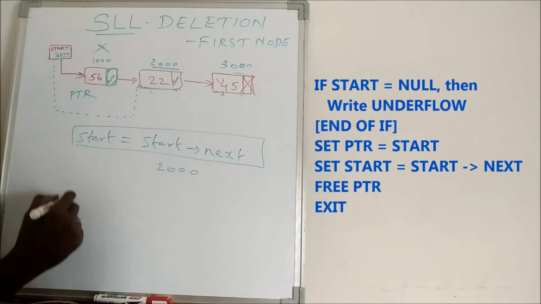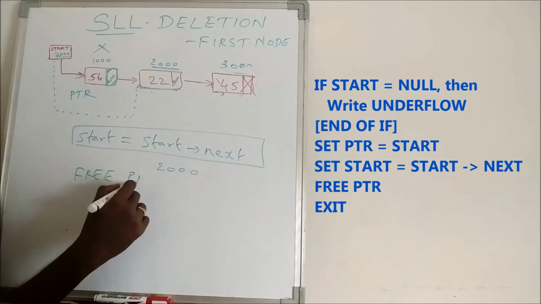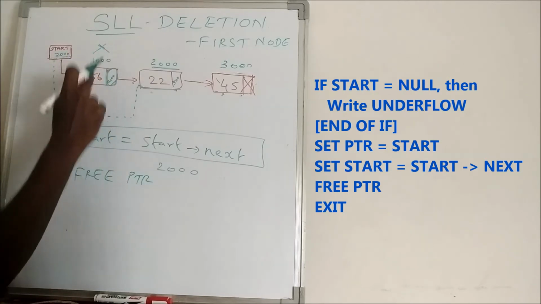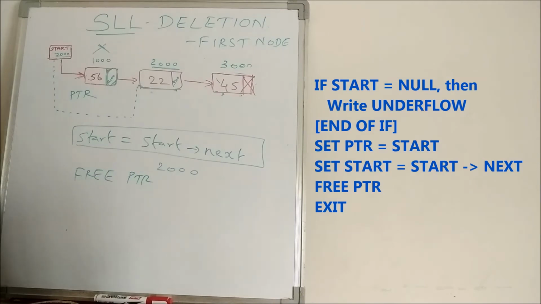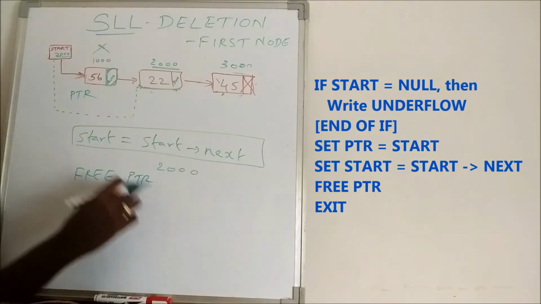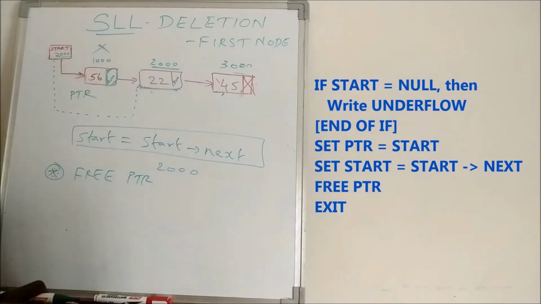How can I free this memory? In dynamic memory allocation, there is a function called free. Free pointer, because pointer is the name of this node. Free pointer removes it. So in every deletion, first, last or middle node, the first 3 lines are: if start is equal to null, then write underflow, end of if. This statement is compulsory for checking the underflow condition. And the last but one, before the exit statement, you have to write free of pointer. This is very essential, because only then is the memory released.